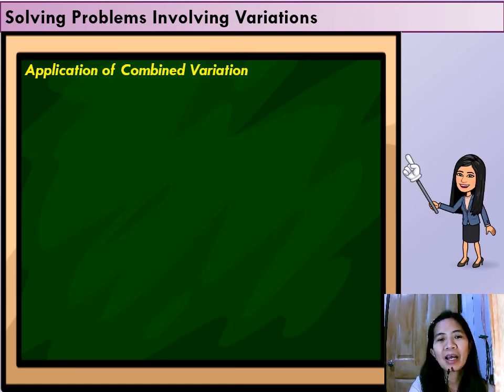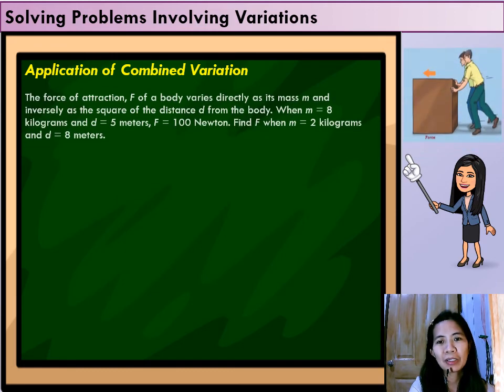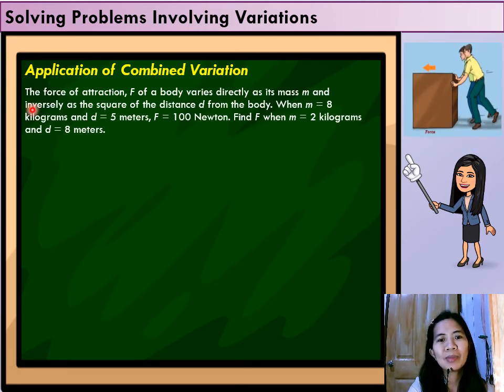Okay, let's have now the application of combined variation. The problem says the force of attraction F of a body varies directly as its mass m and inversely as the square of the distance d from the body. When m is equal to 8 kilograms and distance is equal to 5 meters, force is equal to 100 newtons. Find F when m is equal to 2 kilograms and d is equal to 8 meters.